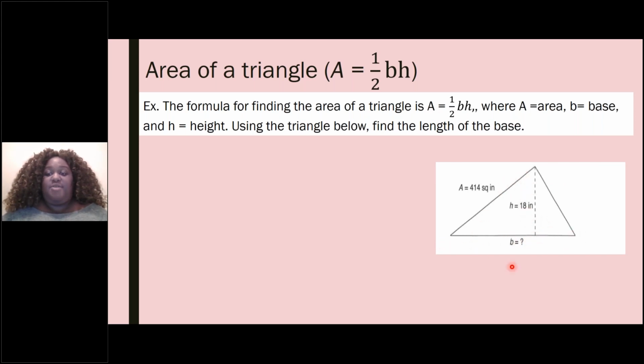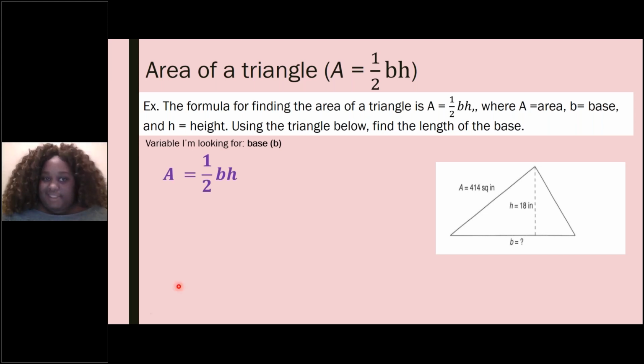So using this triangle below, find the length of the base. So we're trying to figure out this entire section. That's our variable, B, so we're trying to solve for B in this case. I'm going to write my formula over. Now this one's a little different than the others because we have this fraction, right? But we still use the same opposite operations that we do if we were solving any algebra problem. So I'm going to type it this way.